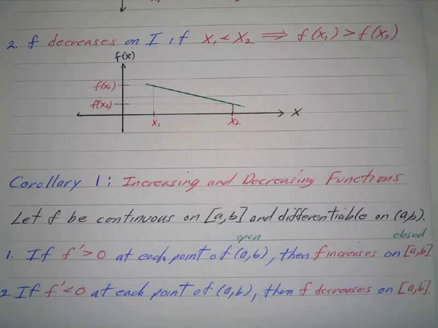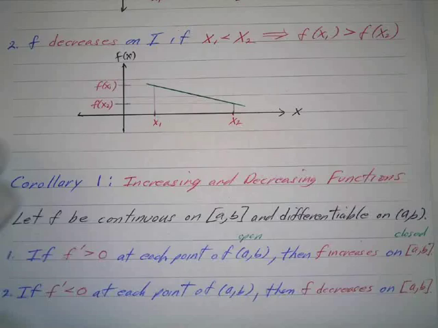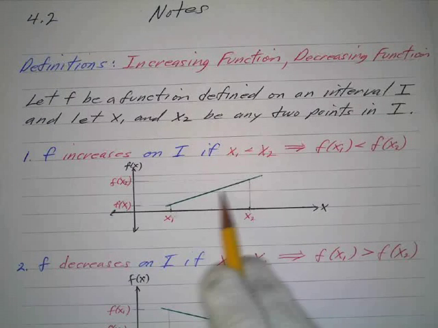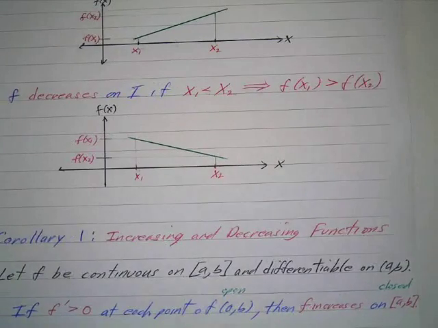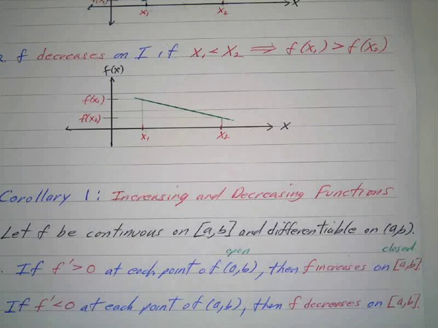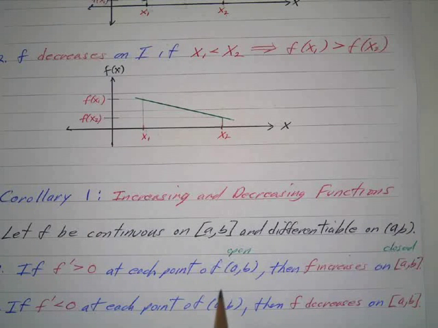It says if the derivative is greater than 0 at each point of the open interval, then f increases. Well, we can see that if the derivative is positive, we go back up here and look at our situation over here. If the function is indeed increasing, you can see how the derivative, or the slope, is always positive. So that's all we were saying here. So they're saying if the derivative is positive at each point of the open interval, then the function increases.